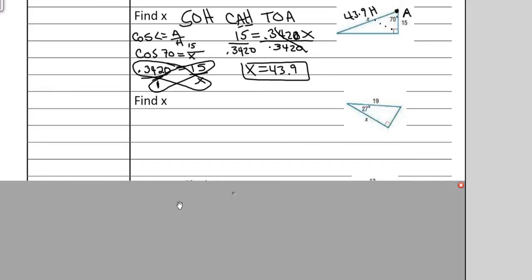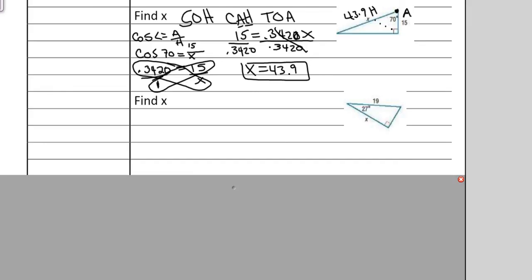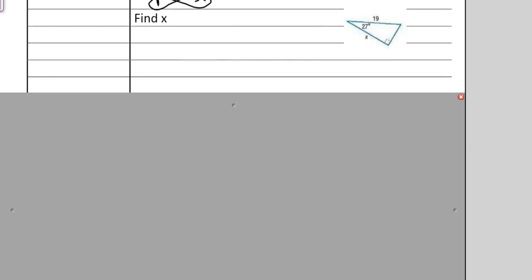Okay, we're going to do one more example together and then I will release you to do the rest on your own. So the next example, again, we're given an angle measure. We're given a side and we're asked to find the second side. So in relationship to 27, x is the adjacent side, and 19 is also adjacent to 27, but again it has a special name. It's across from the right angle. It's called the hypotenuse.